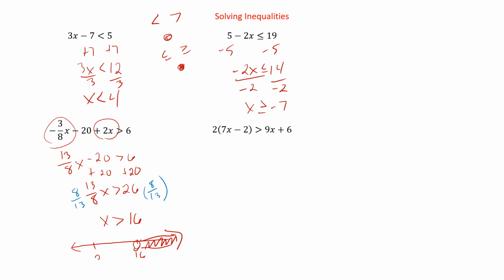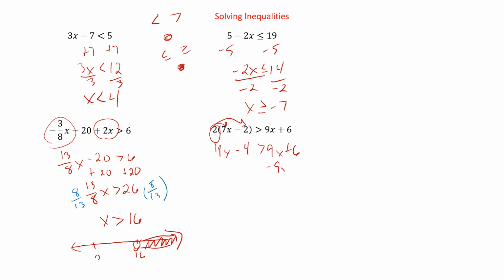With this next one, first thing we need to do is distribute, just like if it was an equal sign. 14x minus 4 is greater than 9x plus 6. We need to move the x's to the same side. Now, remember, when I move my x's to the same side, I like to keep them positive. That means that when we divide, we won't have to flip the sign. It's one less thing to think about.